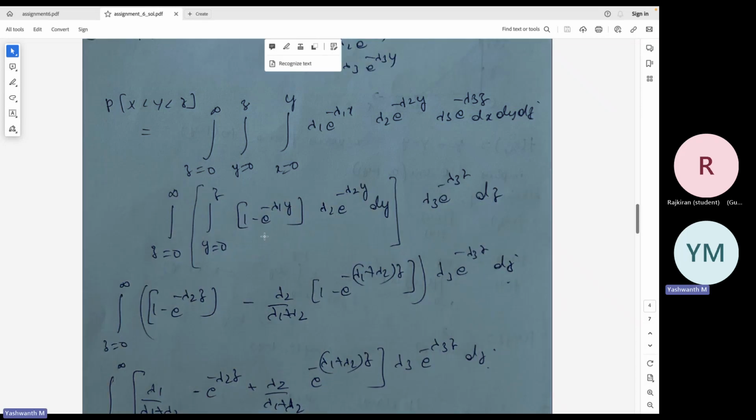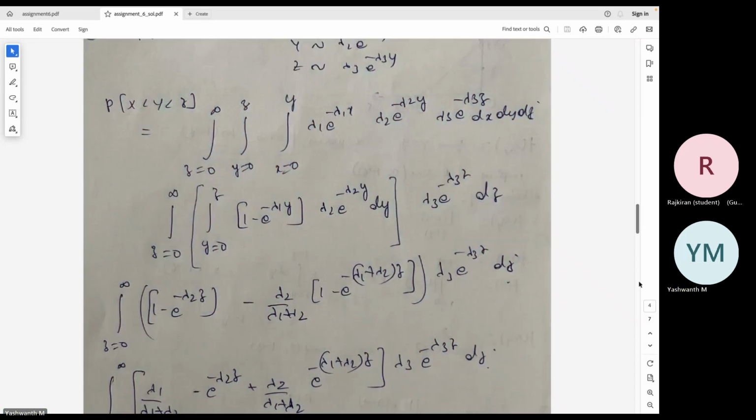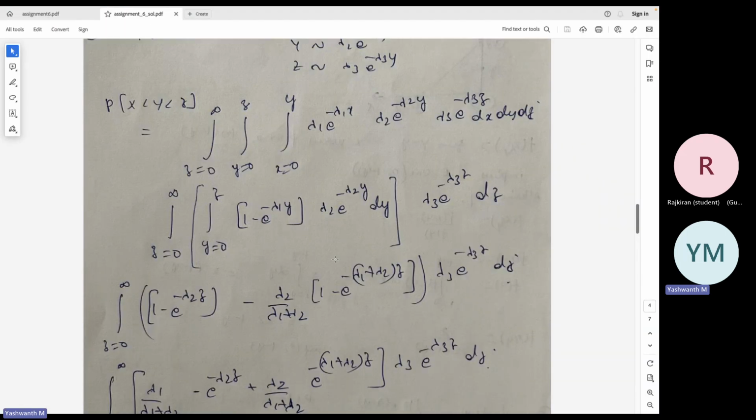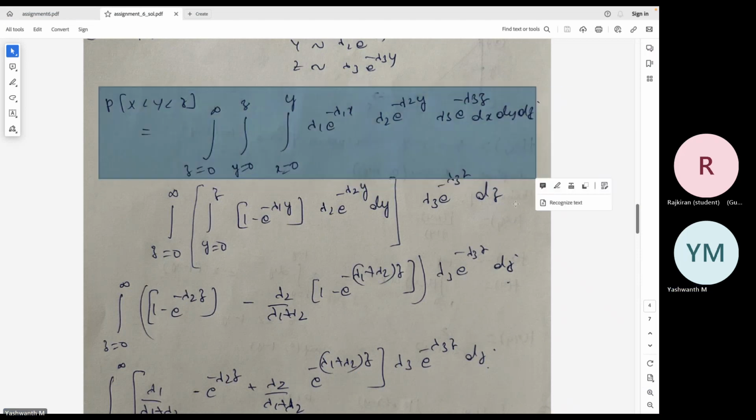The rest is all straightforward. Right, so that is the most important thing. Taking proper limits is the most important thing here.